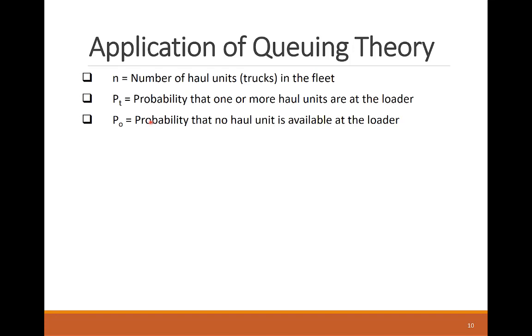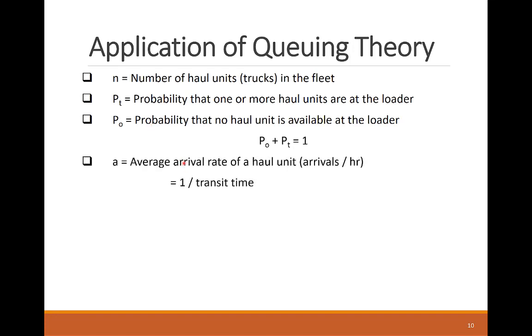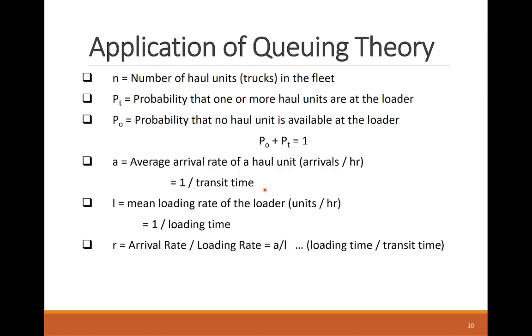at any specific time. Variable A is the average arrival rate as the inverse of the truck transit time. Variable L is the loading rate as units per hour, which is the inverse of the loading time of the shovel or the loader. Finally, factor R is the ratio between the arrival and loading rates and equals A over L.